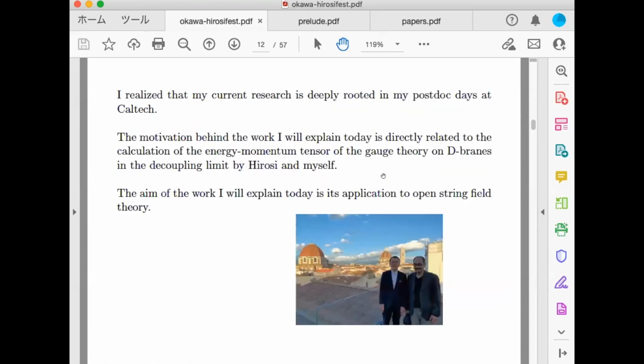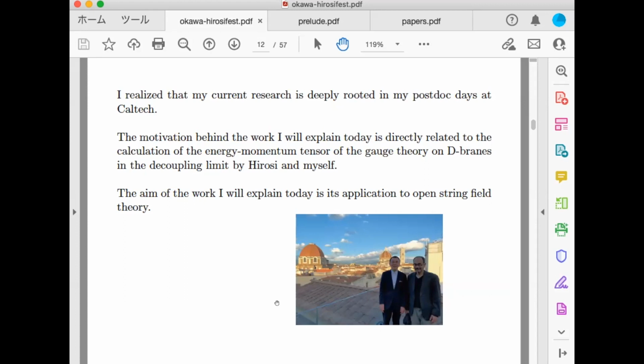So, when I prepared this talk, I realized that my current research is deeply rooted in my postdoc days at Caltech. The motivation behind the work I'm going to explain today is related to the computation I just mentioned, the energy-momentum tensor of the Gaussian D-branes in the decoupling limit. The aim of this work, which I will also explain in a moment, is the application to open string field theory.